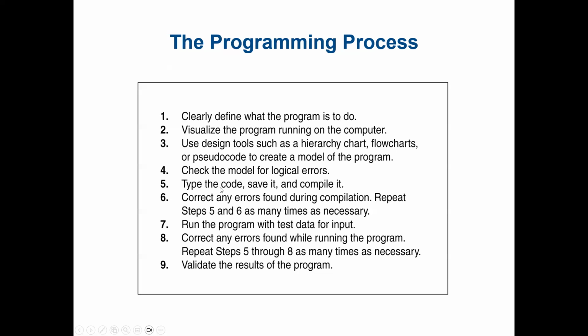Then we implement. Implementation is typing the code, saving it, and compiling it. If there's any error, then we need to correct the error. We have to repeat these steps until we make sure there's no error in our program. That's the compiling stage. Then, after saving, we run the program. Now, you cannot run a program when there's an error, which we normally call the syntax error. Now, when we run the program, we can also have what we call the runtime error or logic error.